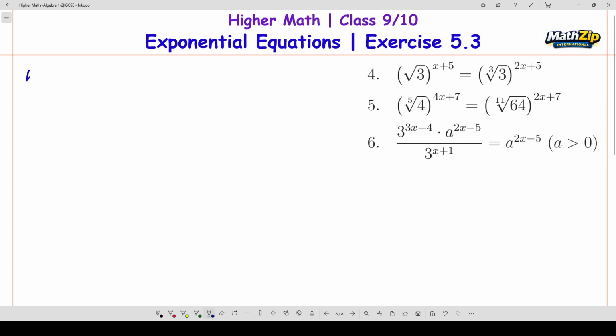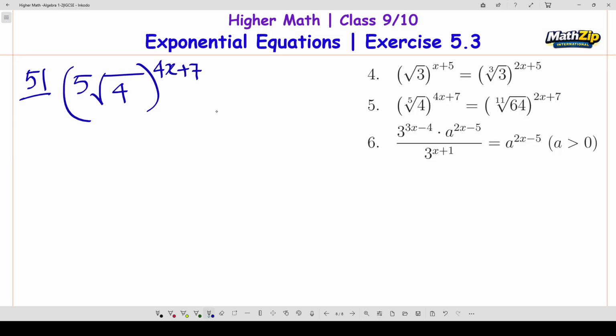Question 5. Fifth root of 4 to the power 4x plus 7 equals 11th root of 64 to the power 2x plus 7. We are going to find out the value of x, right?